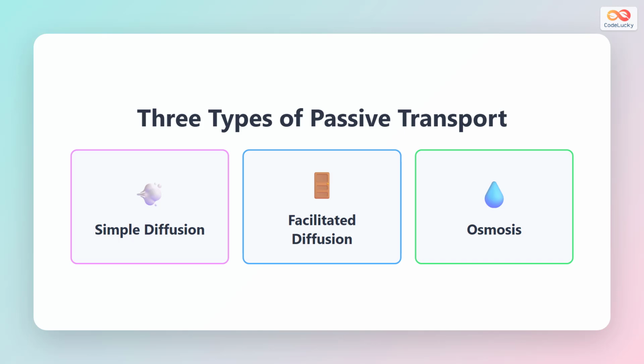There are three main types of passive transport that cells use. The first is simple diffusion, where small molecules move directly through the membrane. The second is facilitated diffusion, where molecules move through special protein channels or carriers in the membrane. The third is osmosis, which is specifically the diffusion of water molecules across a membrane. Each type serves a specific purpose in cellular function.